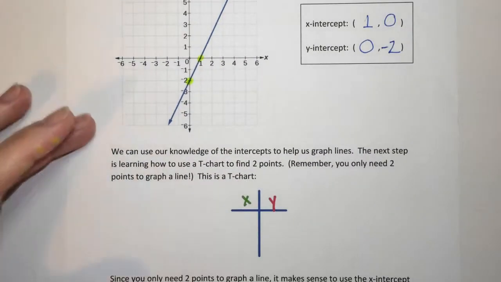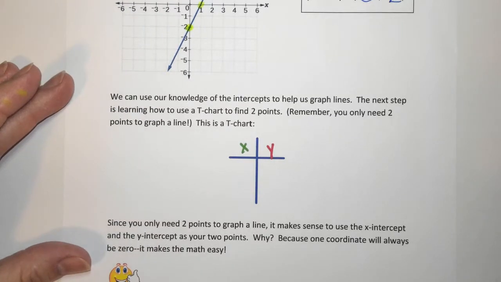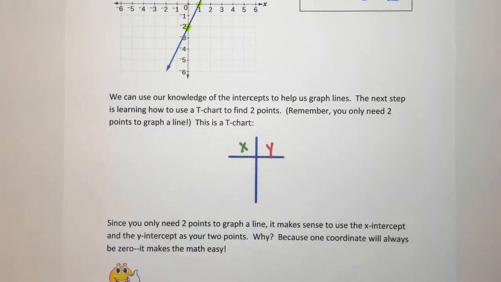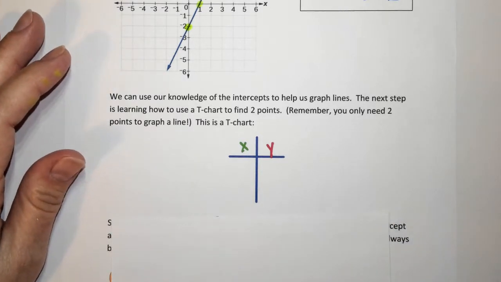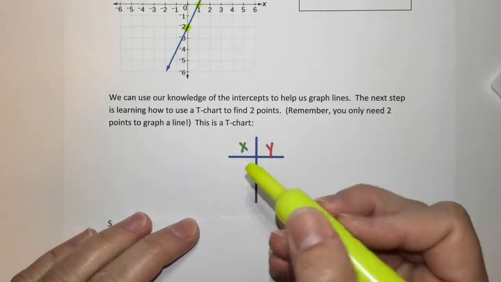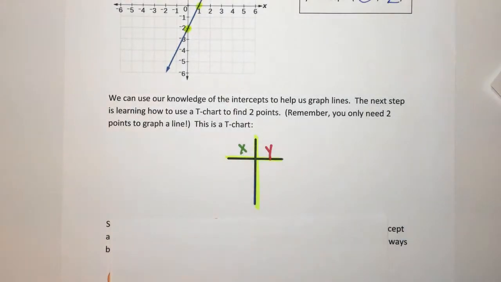Moving right along. We can use our knowledge of the intercepts to help us graph lines. The next step is learning how to use a t-chart to find 2 points. Remember, you only need 2 points to graph a line. This is what a t-chart looks like. And you can see this blue in the middle here, it really resembles a lowercase t. That's why it's called a t-chart.